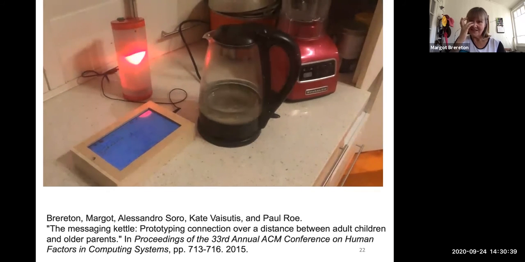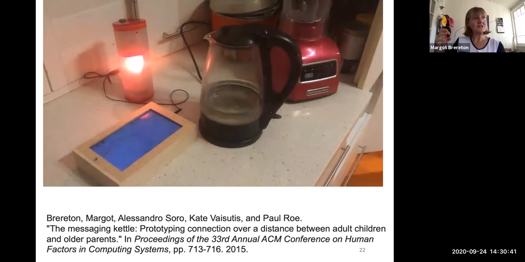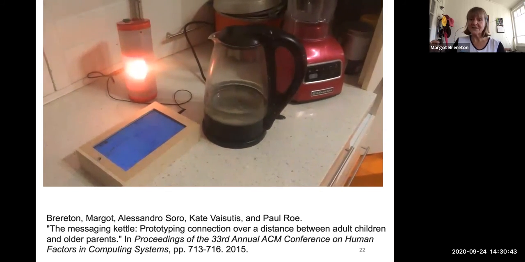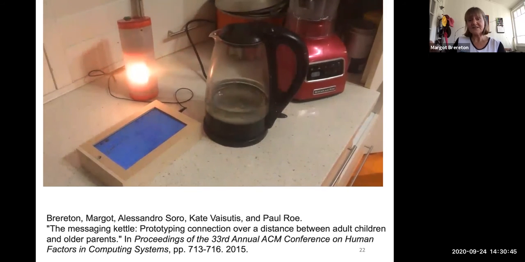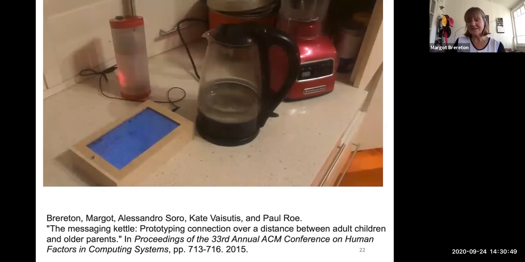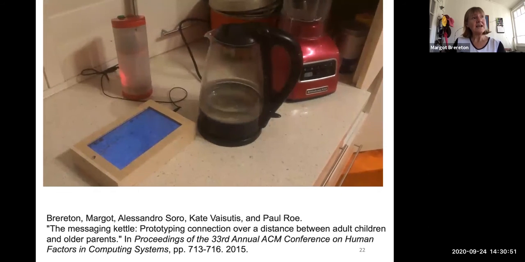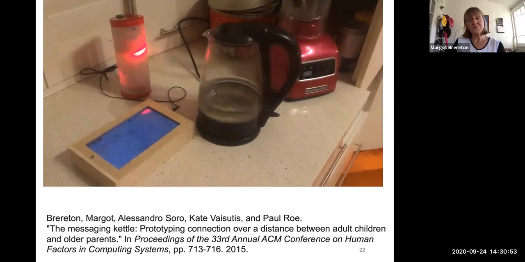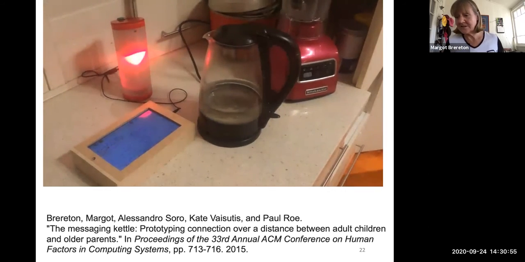So that's the first thing, is that rather than treating the older person as a subject to be monitored, there's a sense of reciprocity here, that we each see when each other is having a cup of tea, and that might open a possibility for communication.